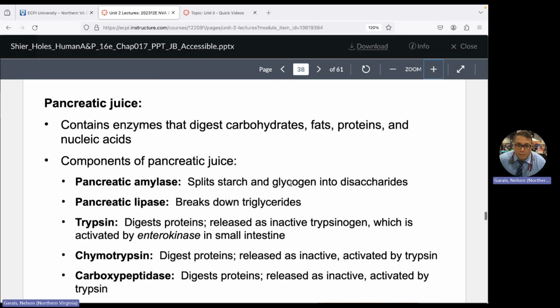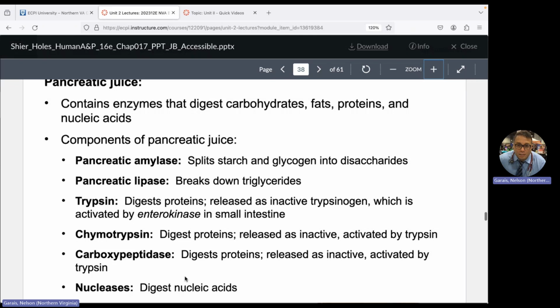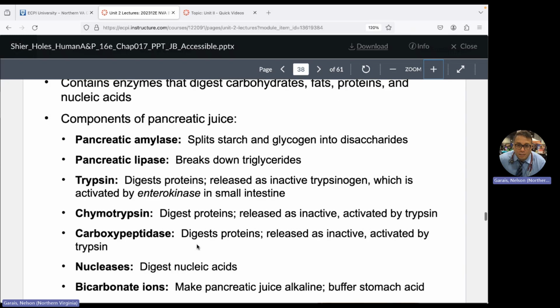Now, this chyme, when it goes into the duodenum, which is the first part of the small intestine, is going to meet another set of amylases, lipases, and peptidases, because there are going to be some leftovers from the stomach, right? And now you recall what amylase does, what lipase does, and carboxypeptidase, add that to your enzymes that digest proteins. Nucleases are easy; they digest nucleic acids. And bicarbonate.